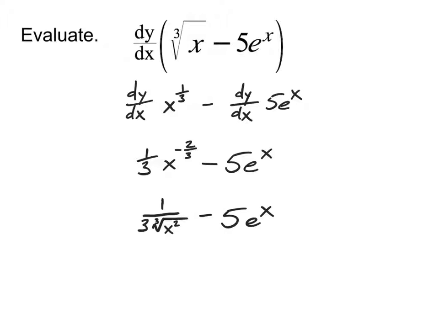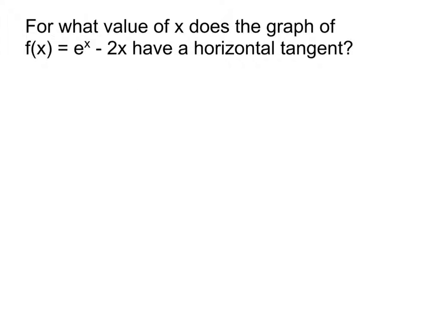All right, so then we're just going to do one more problem, I think, here today together, and that's to combine all the pieces that we've just been working with. So here you have a function f of x, and I'd like to know for what x values does this graph have a horizontal tangent?